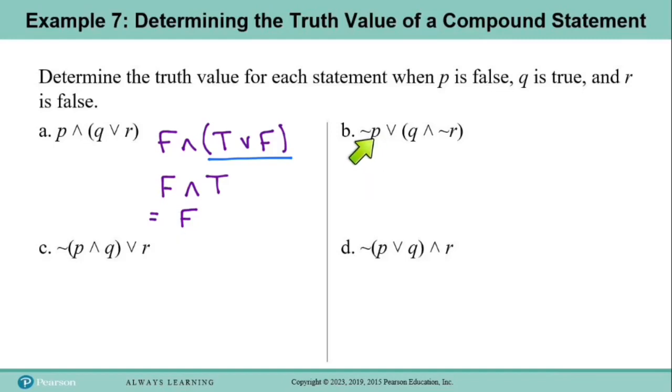Now let's look at part B. So we've got not P or parentheses Q and not R. Just like we did in part A, we're going to substitute in the truth values that were given from the problem. They told us that P is false. That means that not P is true. Then we've got an or. And then we've got parentheses Q. Now they told us that Q was true, so I'm going to put a true there. And not R. They told us that R is false. That means not R is true.